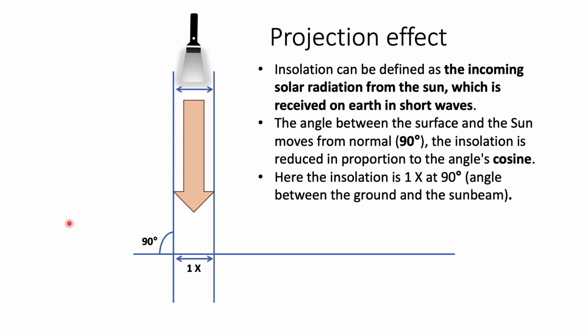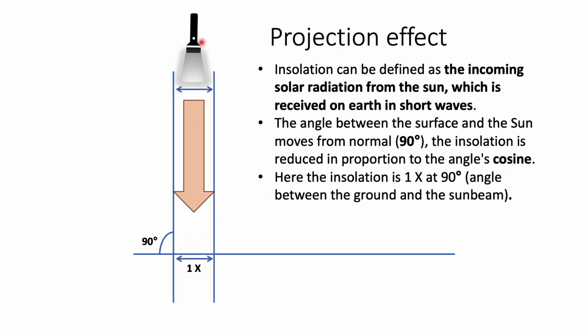Let us look at one important effect which is called the projection effect. Insolation means incoming solar radiation from the sun, which is received on the earth in short waves. So this is what is called insolation. As the angle between the surface and the sun moves away from the normal, 90 degrees, the insolation is reduced in proportion to the angle's cosine.